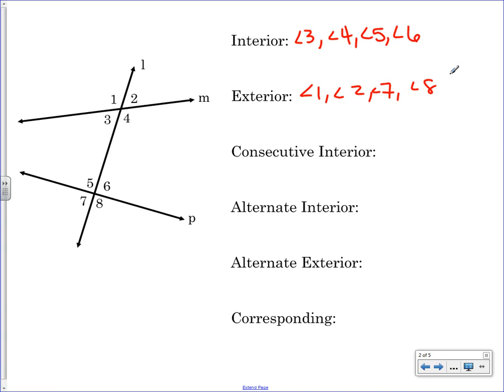Okay, so now we have very specific ones. I'm going to start with the alternate interior first because I think that's the easiest one to understand. When you hear the word alternate or alternating, what do you think?